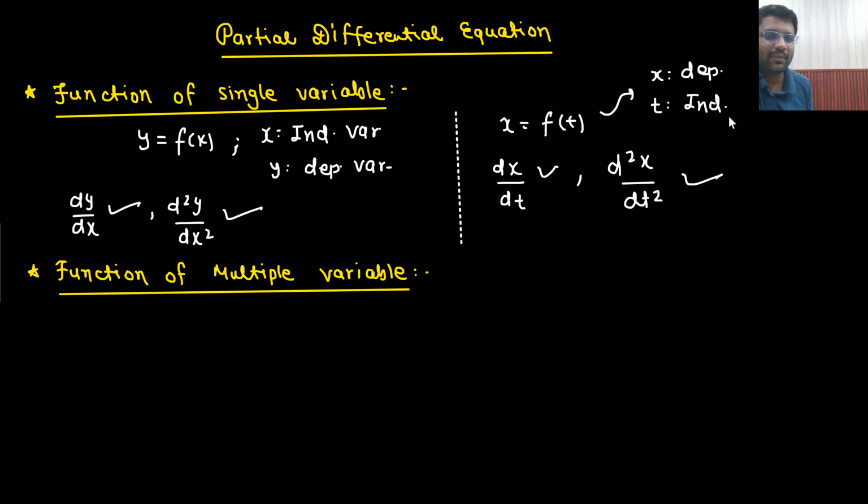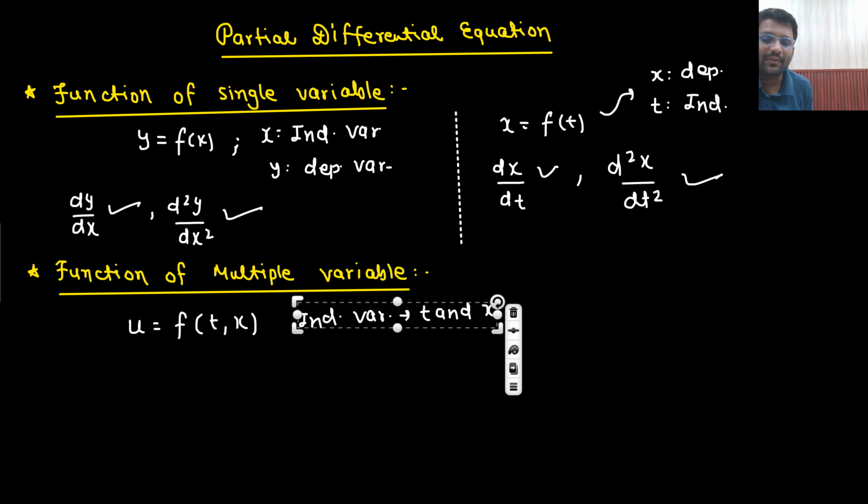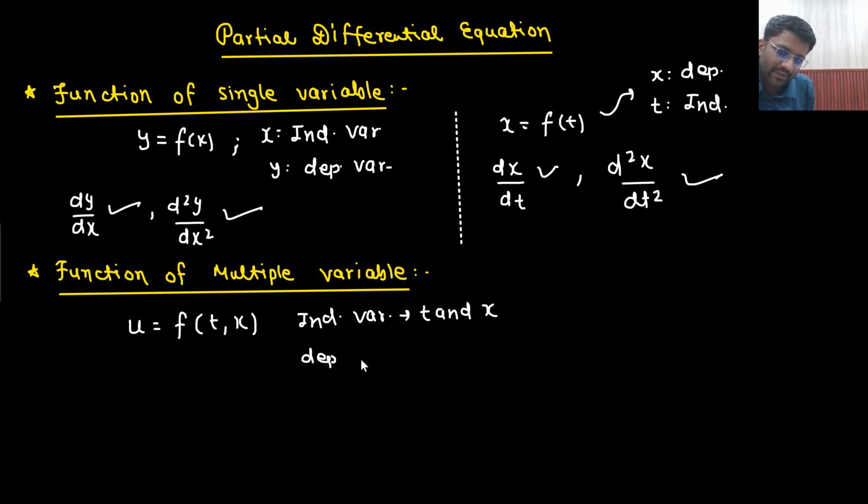But what is the meaning of a function of multiple variables? Let's say u is a variable that is a function of t comma x. So u is a function of t comma x. That means who are the independent variables? Independent variables are t and x. Why are they independent? Because they can take any value here. But my dependent variable is u. With respect to the values of t and x, u will take a certain value. So the independent variables are t and x, and u is the dependent variable.